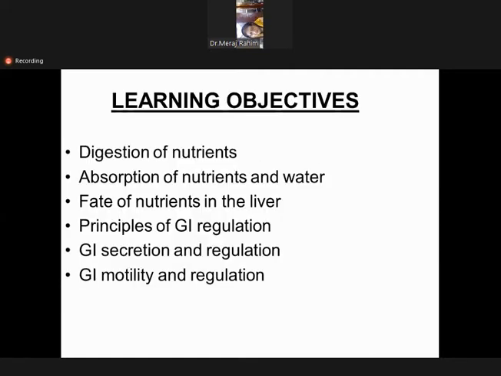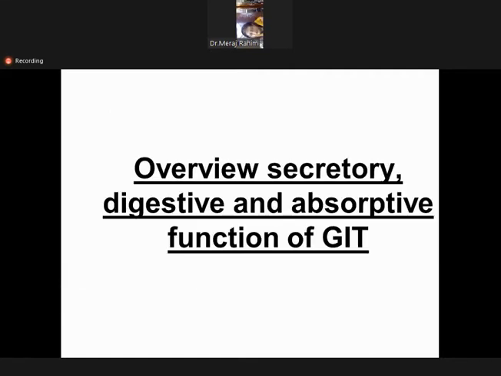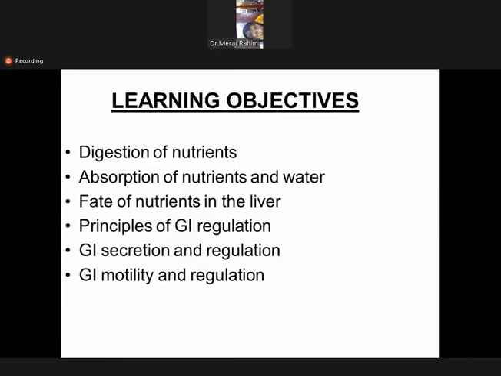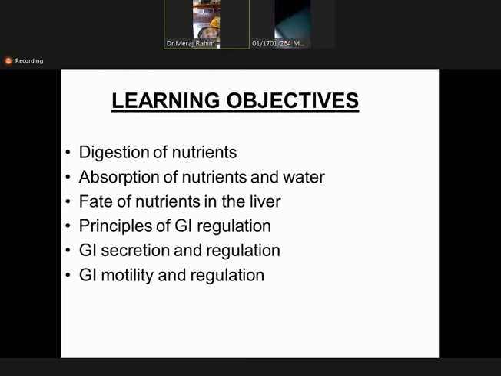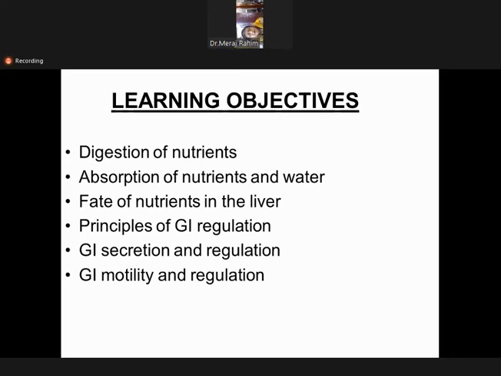So the objectives of my lecture is, in fact, I am going to give you an overview of how the secretions are coming out from the GIT to aid in digestion, and then how those secretions and the food nutrients are getting absorbed. So the learning objectives of my lecture are digestion of the nutrients, absorption of the nutrient and the water. What is the fate, what happens in the liver, to the products which have been absorbed in the stomach by the portal system, they go into the liver. So what is the fate in the liver? Then what are the regulatory factors?